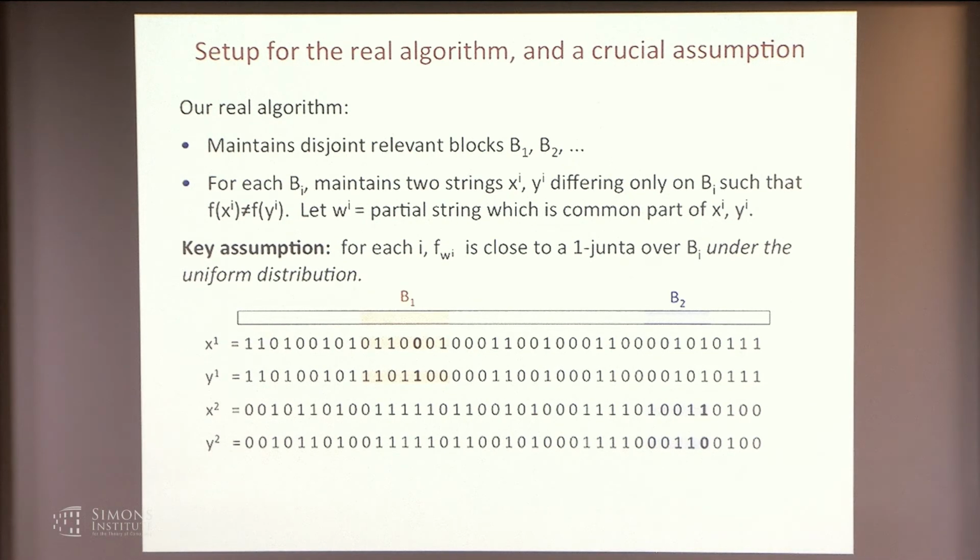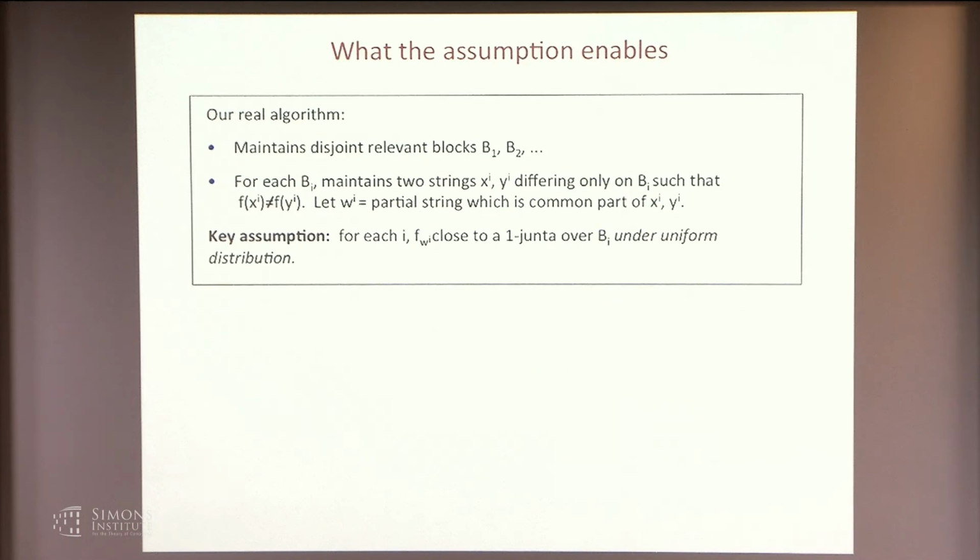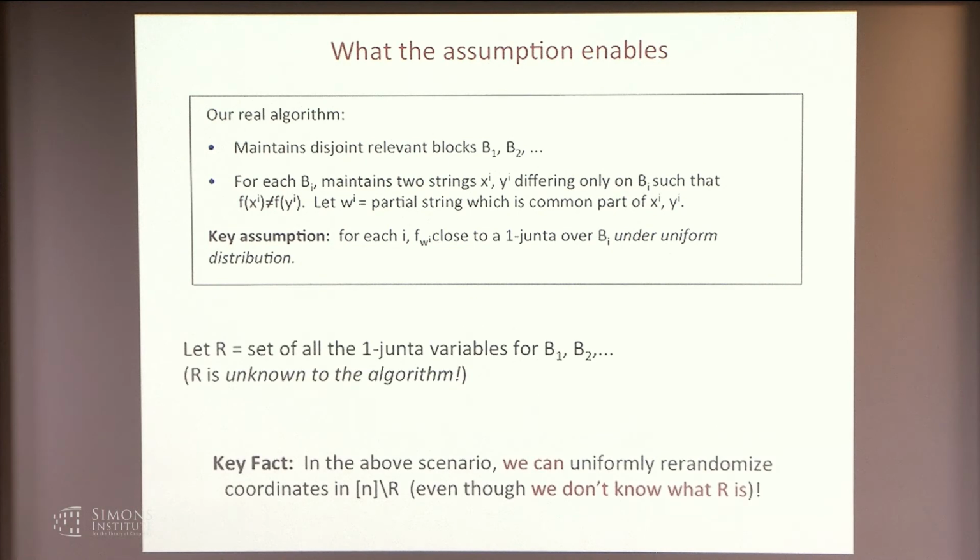Okay, some blocks and this x and y info, and it's a one junta over B1, a one junta over B2. So far so good? Okay, good. Great. So this is just repeating what I just said, that this is what the algorithm holds on to.